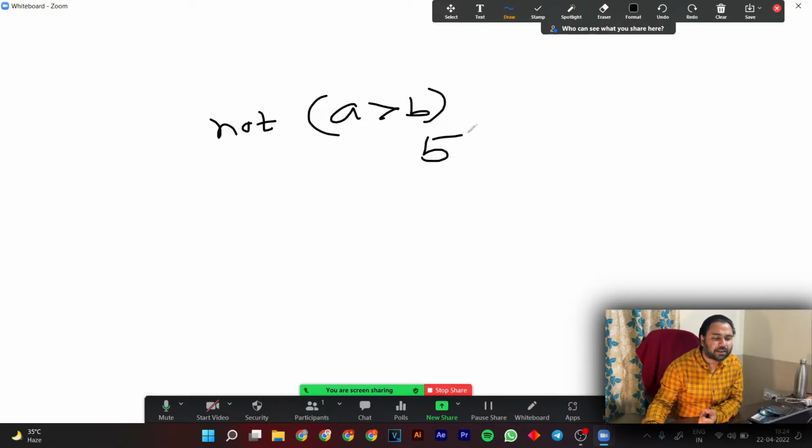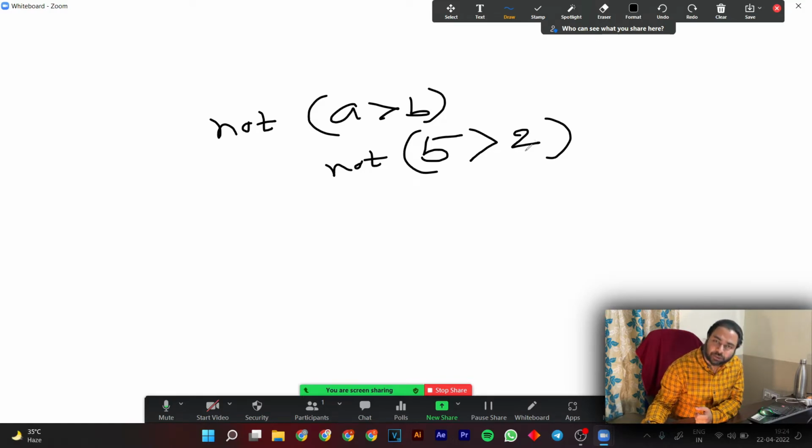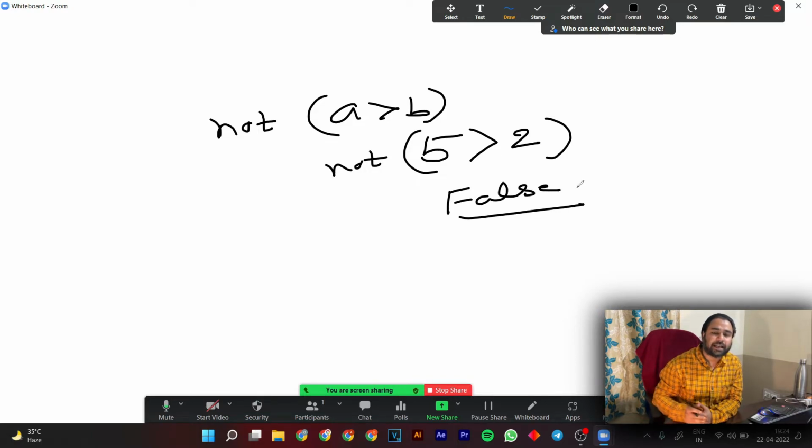So if I write 5 greater than 2 and if I write not here, what am I expecting? 5 greater than 2, the answer is true, and the application of not will make it false. So it will basically negate the value of the expression. It will negate the expected value of the expression by applying the not, and we will get the not of the same. Okay?